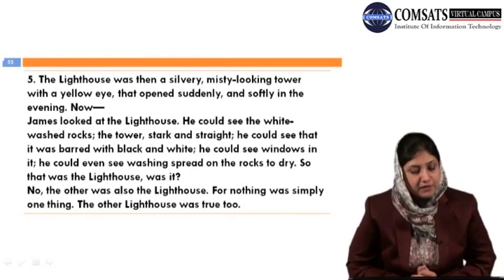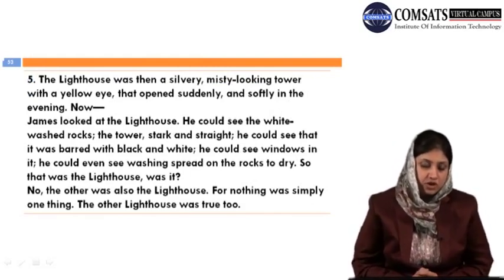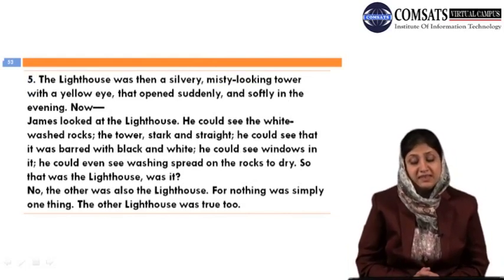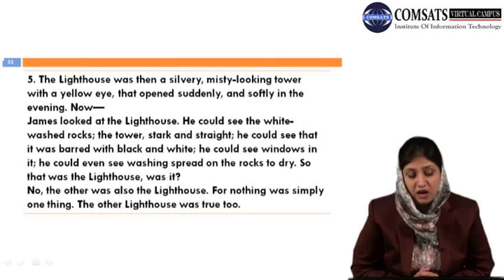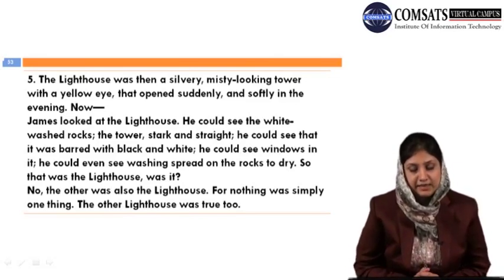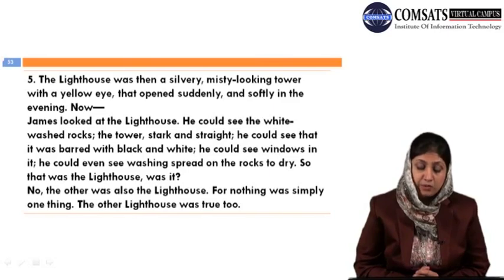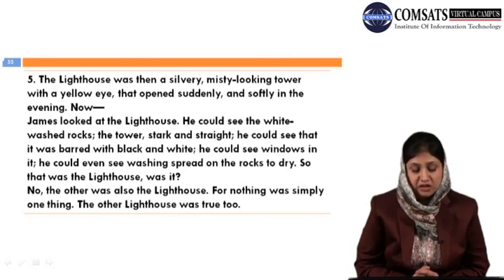Alright, so in the fifth important quote, we hear that the lighthouse was then a silvery, misty-looking tower with a yellow eye that opened suddenly and softly in the evening. Now, James looked at the lighthouse. He could see the whitewashed rocks, the tower stark and straight. He could see that it was barred with black and white. He could see windows in it. He could even see washing spread on the rocks to dry.